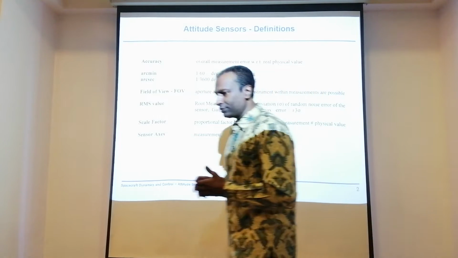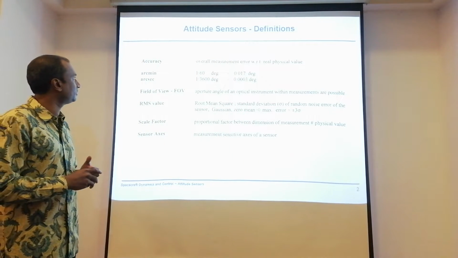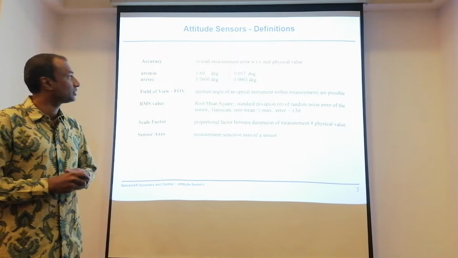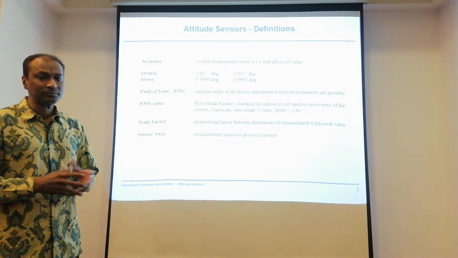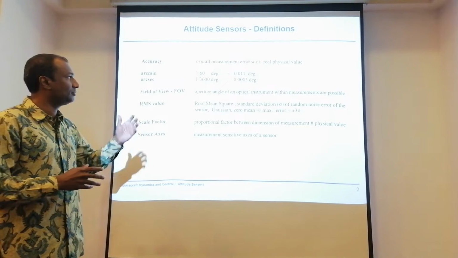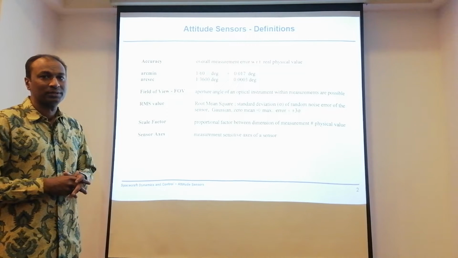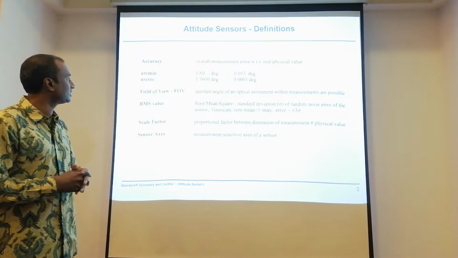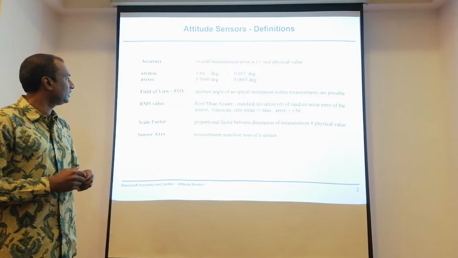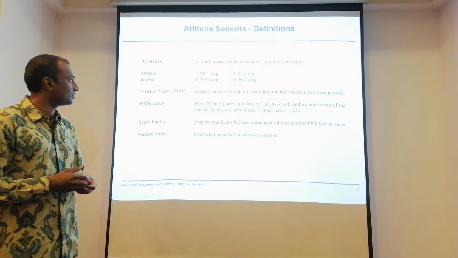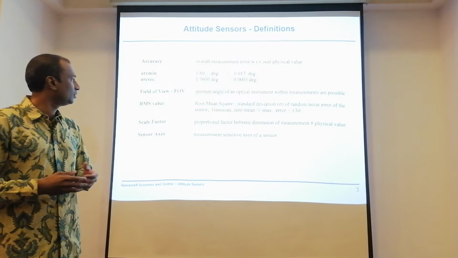When you look at attitude determination, there are a few things that we need to take note of. Basically, there are issues like accuracy, the overall measurement with respect to the exact physical values that we have. Then terms like arc minute, which is 1 over 60 of a degree, and arc second, which is 1 over 60 of an arc minute, that you have seen. And typical terms that we need to use, like field of view.